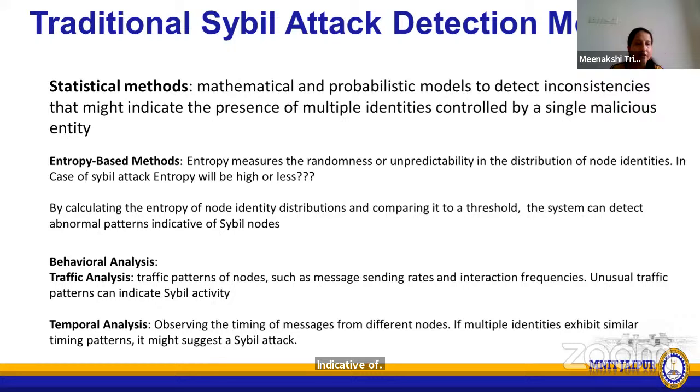Next method is the behavioral analysis method, where we can analyze the traffic patterns, such as the message sending rate and the interaction frequency. Because if there is any unusual traffic pattern, that means there are chances of a Sybil node. Temporal analysis: at what time the different nodes are sending messages. By analyzing those patterns also, Sybil nodes can be identified.